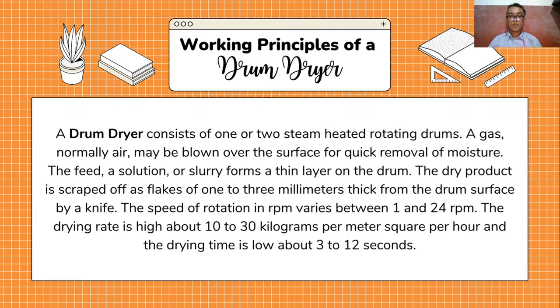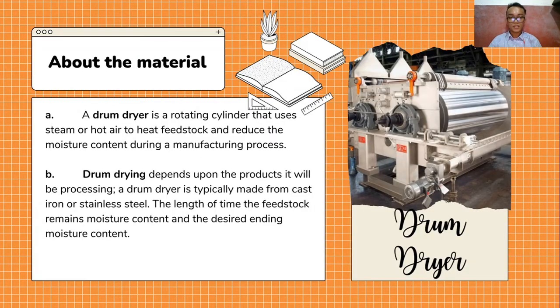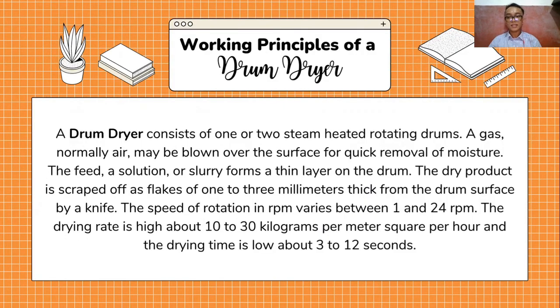It consists of one or two steam-heated rotating drums, as in the picture. A gas, normally air, may be blown over the surface for quick removal of moisture. The feed, a solution or slurry, forms a thin layer on the drum. The dry product is scraped off as flakes 1 to 3 millimeters thick from the drum surface by a knife. The speed of rotation varies between 1 and 24 RPM, or revolutions per minute. The drying rate is high, about 10 to 30 kilograms per square meter per hour, and the drying time is low, about 3 to 12 seconds.